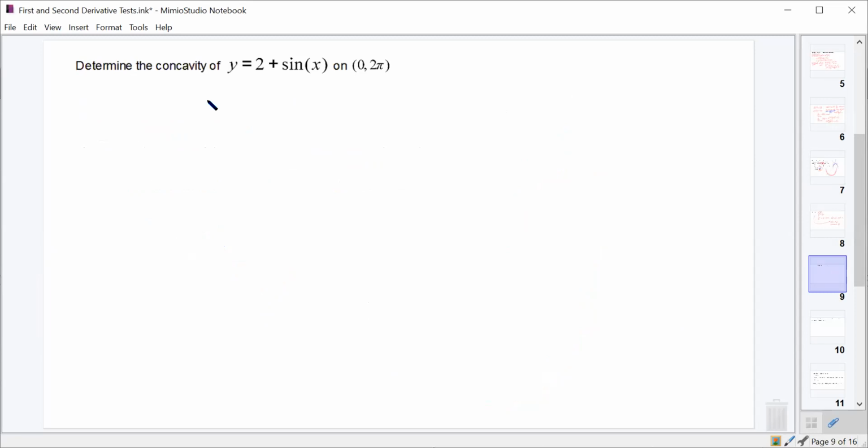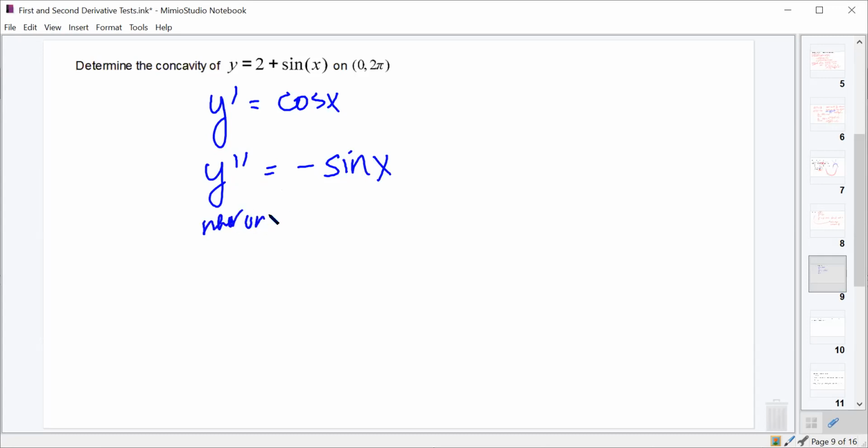Take the derivative. Y prime is what? Cosine x. And then we'll need a second derivative. So what's y double prime? Negative sine x. Is that ever undefined?